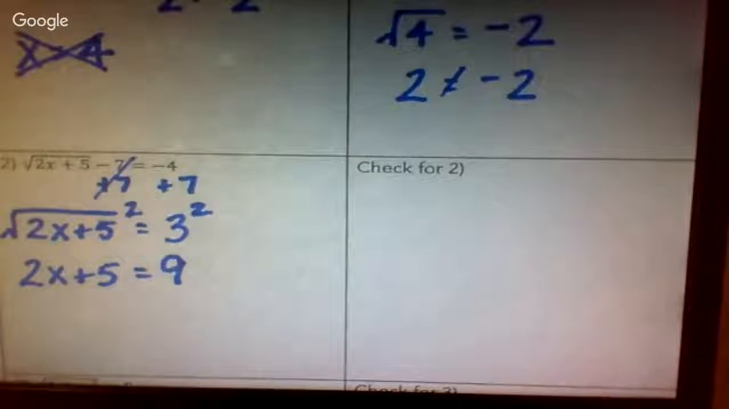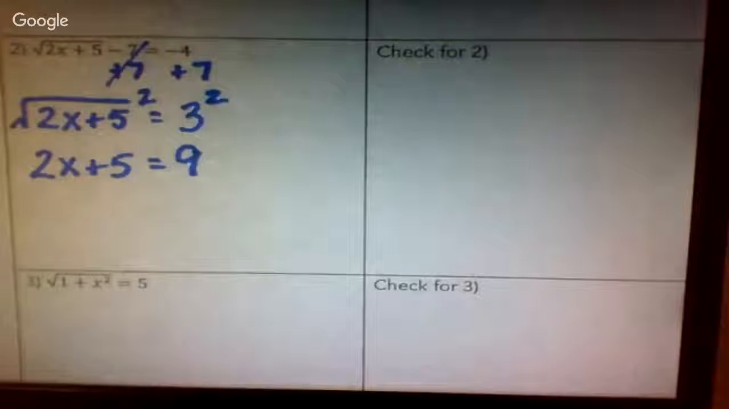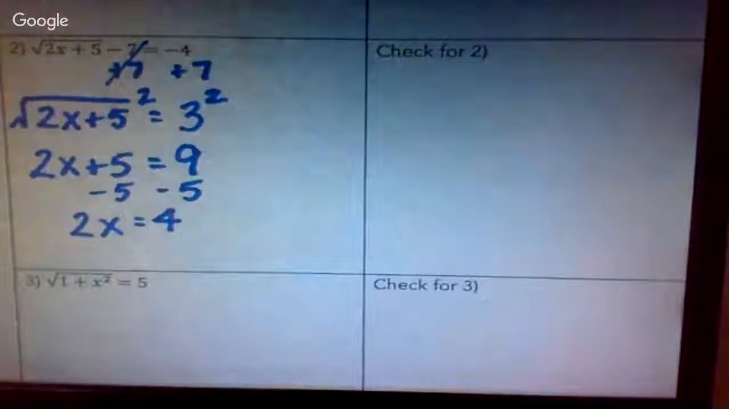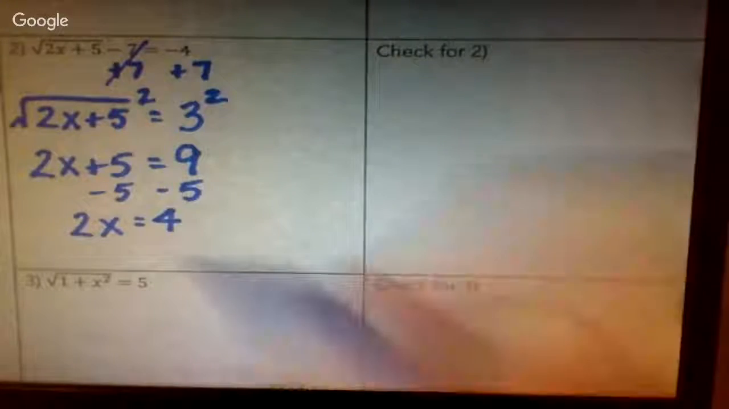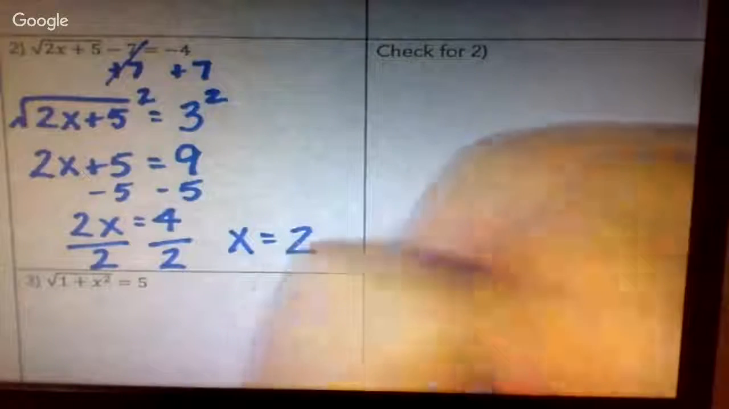And then the race to solve for x is on. What do we need to get rid of now to get x by itself? The 5. By doing what? Subtracting. So 2x equals 4. Finally, divide by 2. So x equals 2.